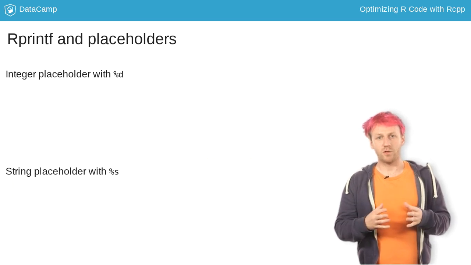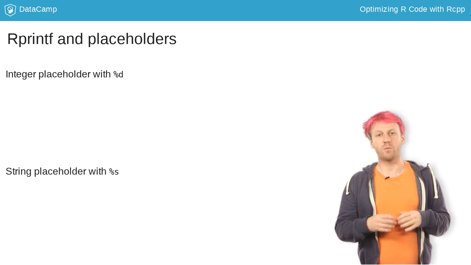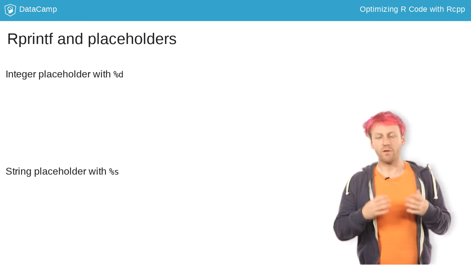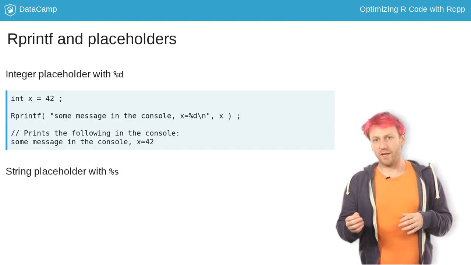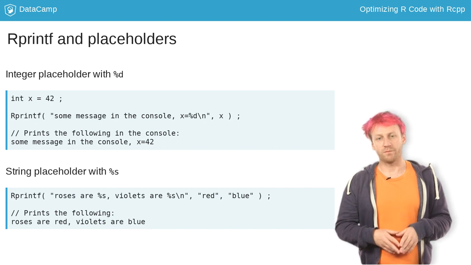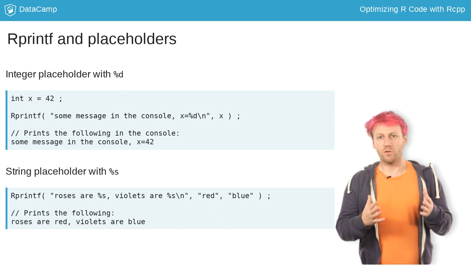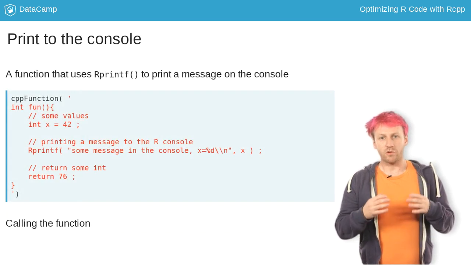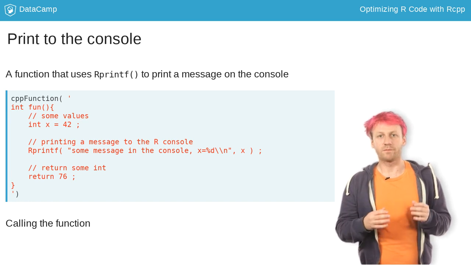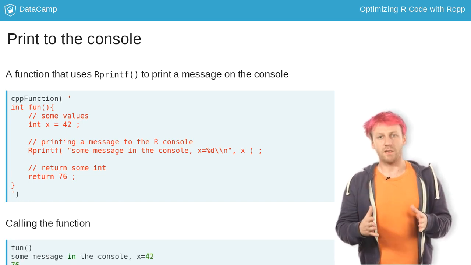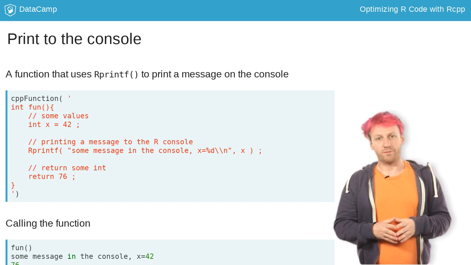Rprintf takes a literal string as its first argument, which might contain some placeholders, starting with a % sign. For example, %d means a placeholder for an integer. %s is a placeholder for a string. The placeholders are replaced by additional parameters to Rprintf. In this example, the string contains an integer placeholder that is replaced by the value of x. Rprintf uses the same syntax for the placeholders as the base R function sprintf.